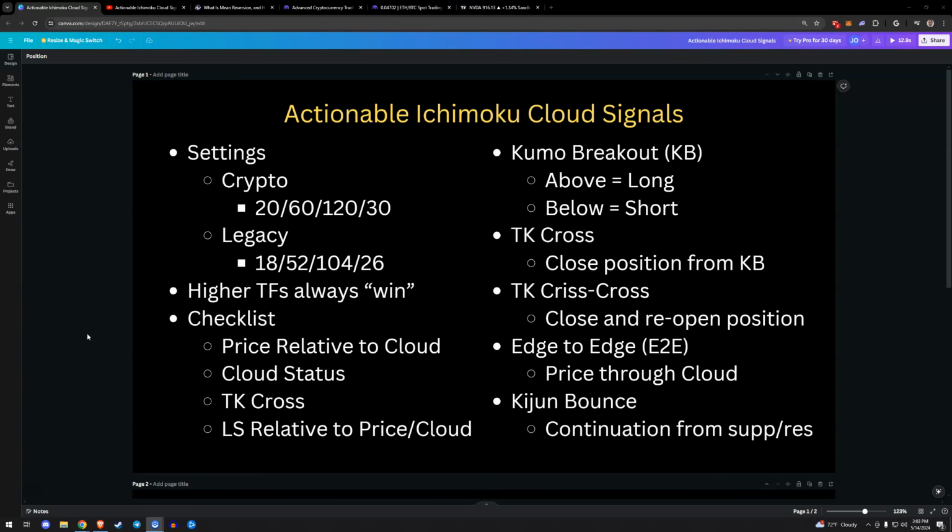I use the daily as my North Star. I also like the weekly, the 4-hour and the 8-hour occasionally as well, depending on the speed of the individual market. And for the cloud checklist, you always want congruent signals. You always want price above the cloud, bullish TK cross, lagging span, which I don't use, above the price, above the cloud, if you're looking for longs. If you're looking for shorts, it's the opposite.